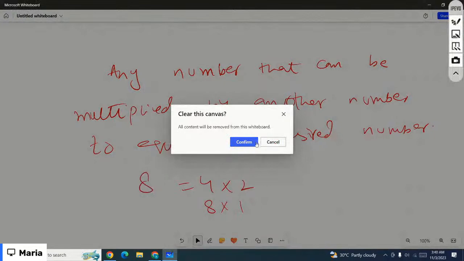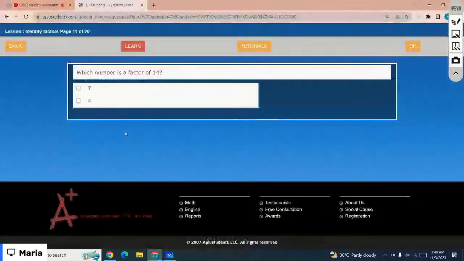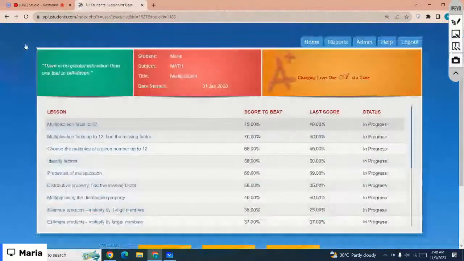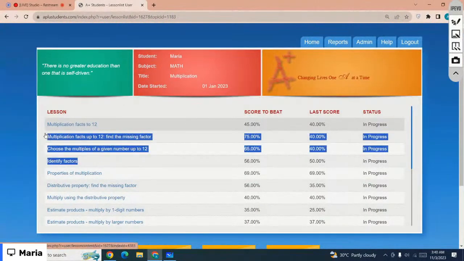So, we were working on grade 4 math. The chapter we're working on is multiplication, and the lessons we have covered today are multiplication facts to 12, multiplication facts up to 12, find the missing number, choose the multiples of a given number up to 12, and identify factors, right?